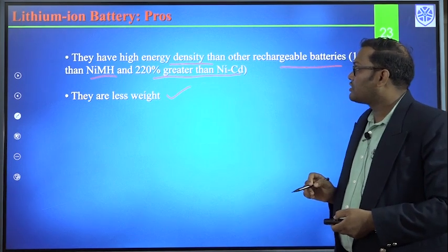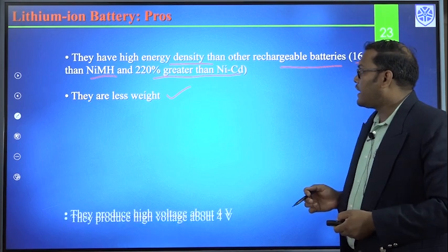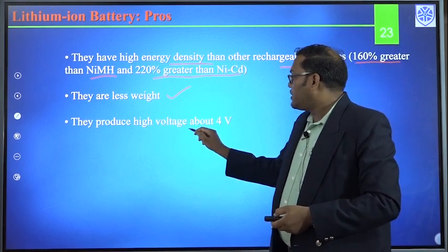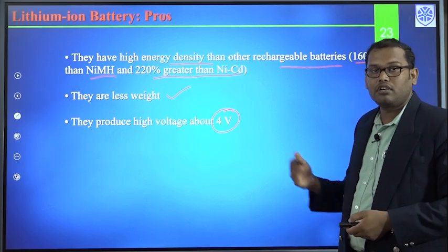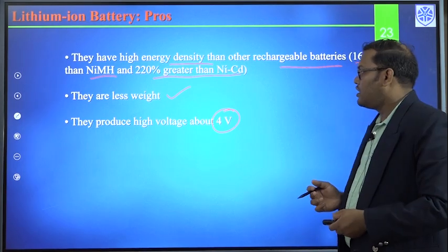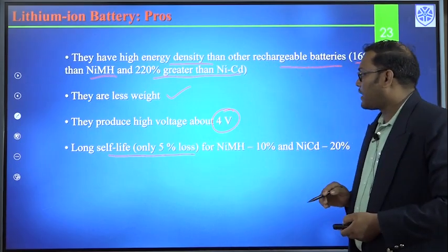This is why it has very little weight, because of the lithium metal. Lithium is the lightest metal, so that is why it gives a very lightweight battery. They produce high voltage, even more than 4 volts, which is beyond nickel cadmium or lead acid batteries, right.